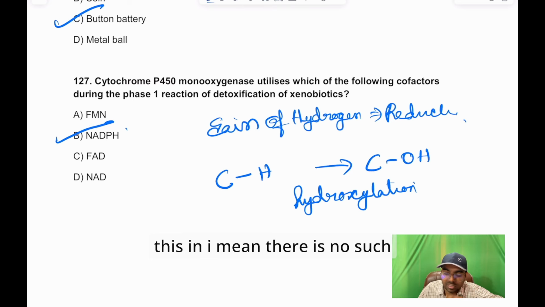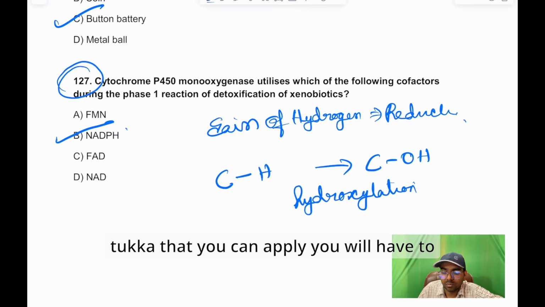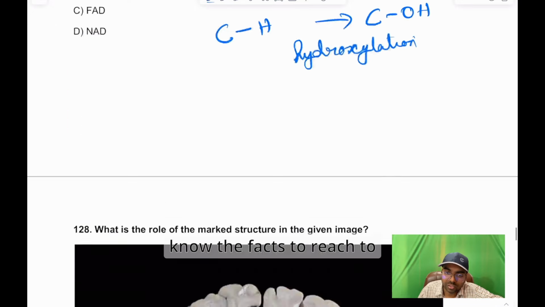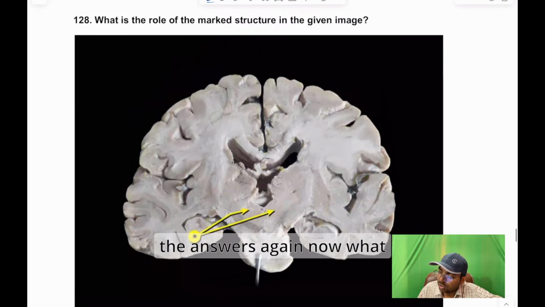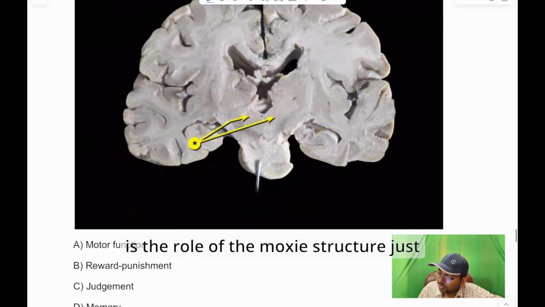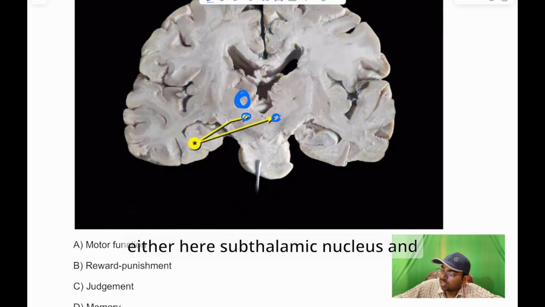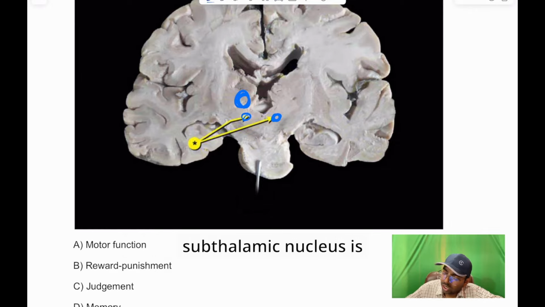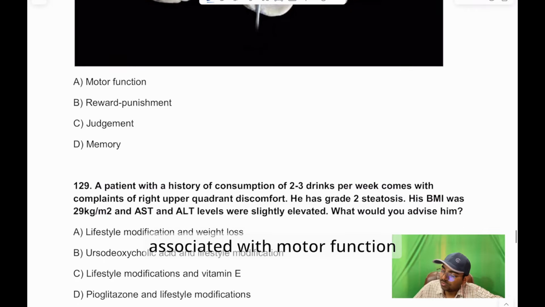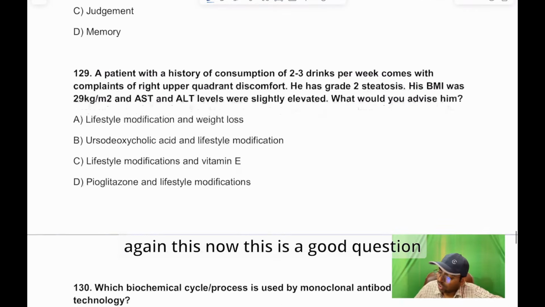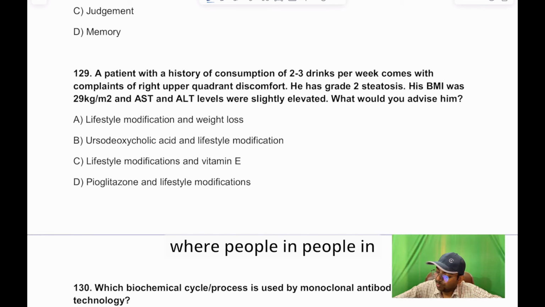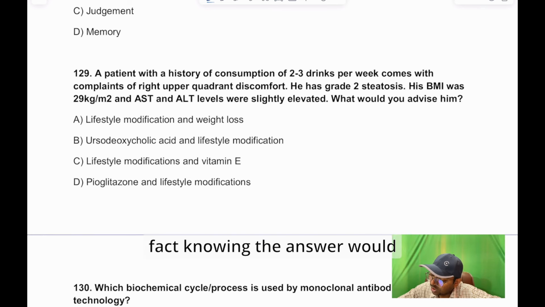There is no such trick that you can apply. You will have to know the facts to reach the answer. Again, now what is the role of the marked structure? Just have to know one thing, that this is thalamus. So either here subthalamic nucleus, and subthalamic nucleus is associated with motor function. Now again this is a good question where people, in fact knowing the answer, would get it wrong.